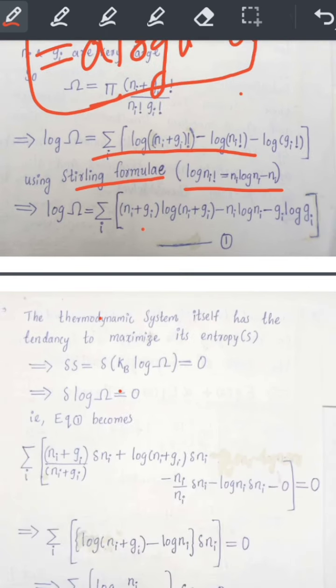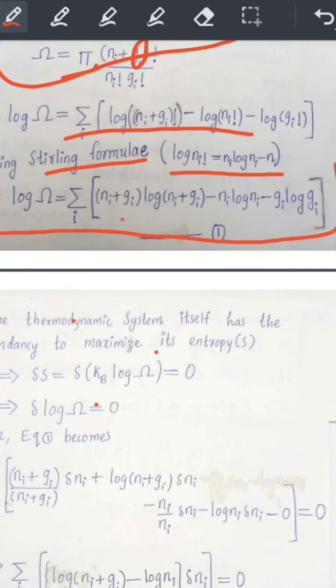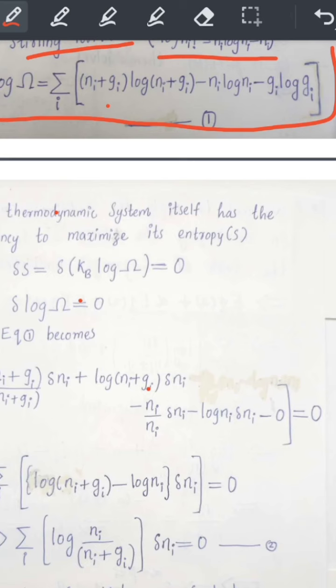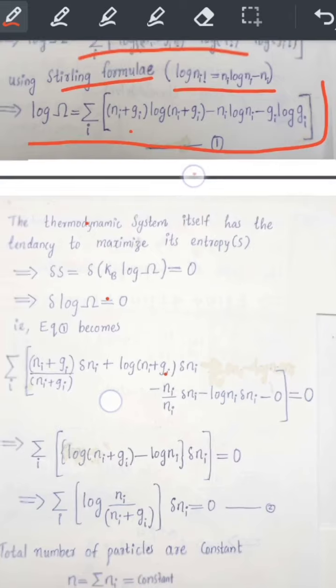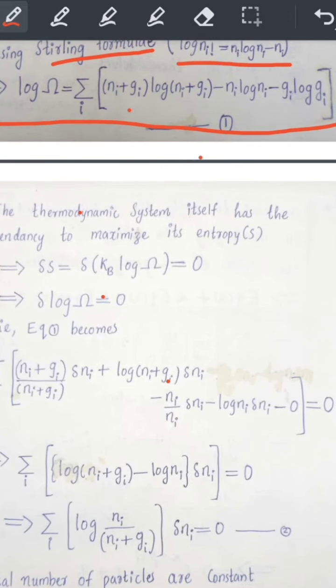So using Stirling formula, we get this expression. Log omega is equal to summation over i of (ni plus gi) log (ni plus gi) minus ni log ni minus gi log gi. As I already said, the thermodynamic system itself has a tendency to maximize its entropy. So we already know that entropy is kb log omega. So we need to maximize this function.